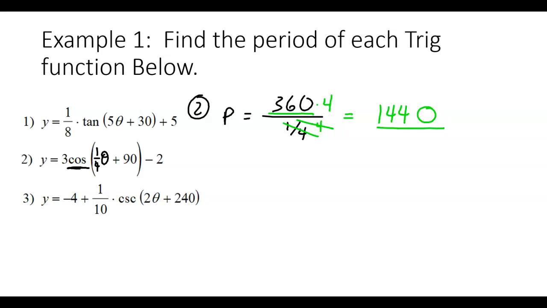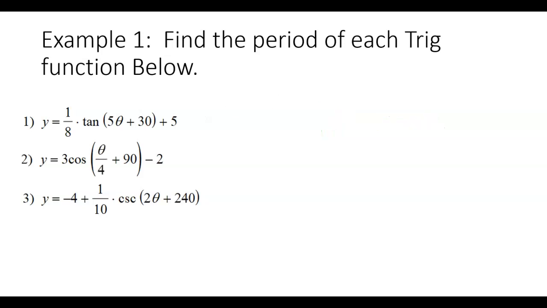All right, we'll do one more example here, and then we'll let you guys practice. So let's take a look at number 3. What function is this? This is a cosecant. Usually, cosecants have a period of 360, but we need to divide it by the b value, which is 2. So if we do that, we get 180.